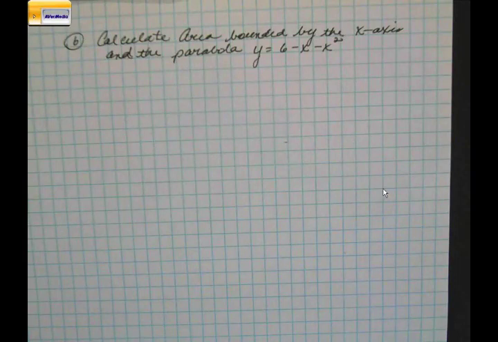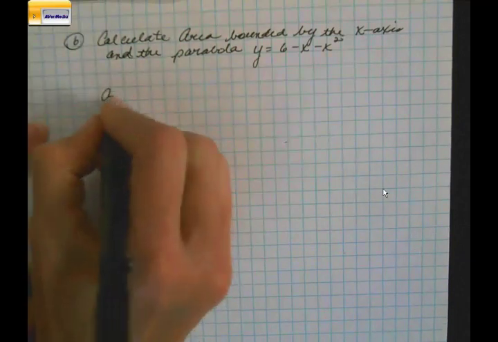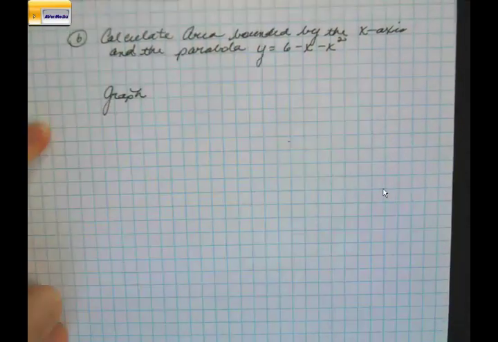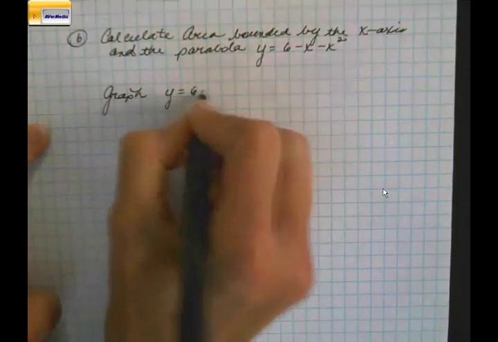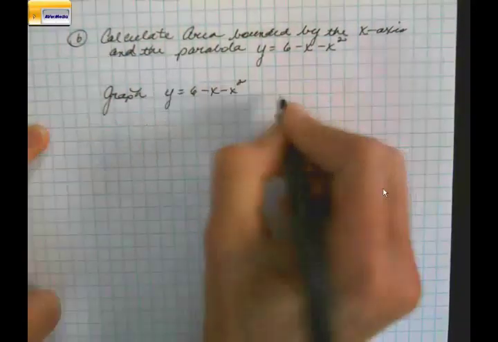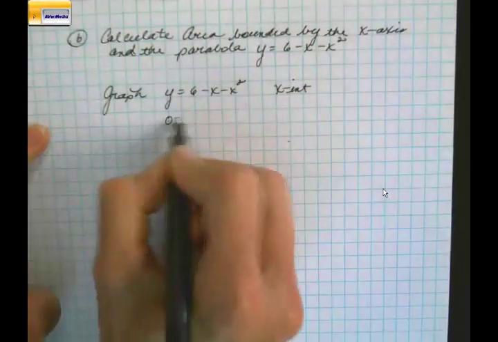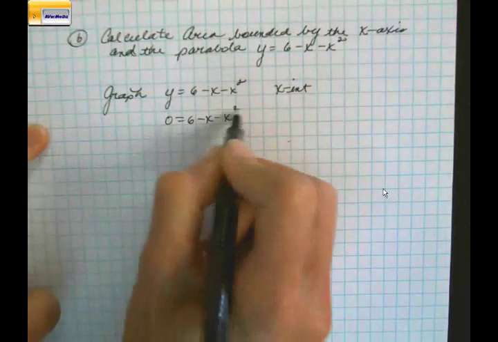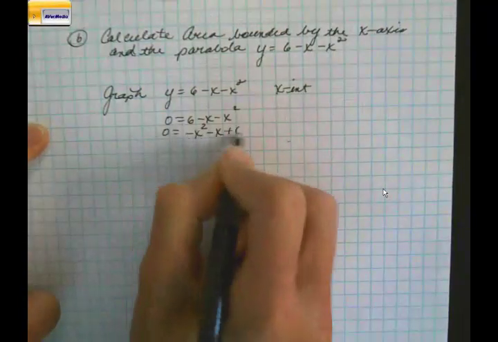We need an interval, but the interval is going to be determined by where it's crossing the x-axis, by the zeros of the function. So if I'm going to graph this thing and I know it's concave down, I need to know the x-intercepts. To get that, I set this thing equal to 0. When I do this, I'm going to have to factor, so I'm going to reorder this as negative x squared minus x plus 6.